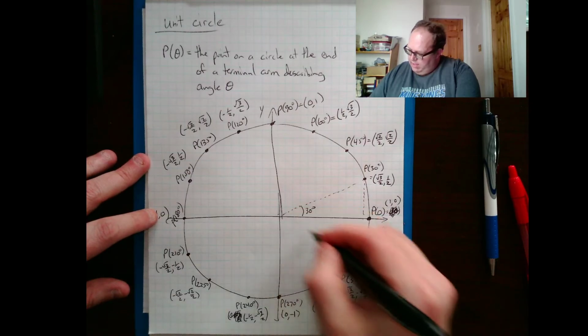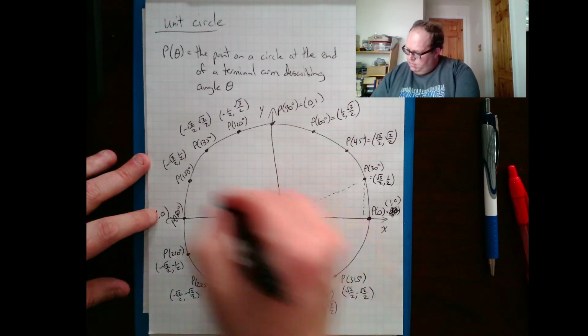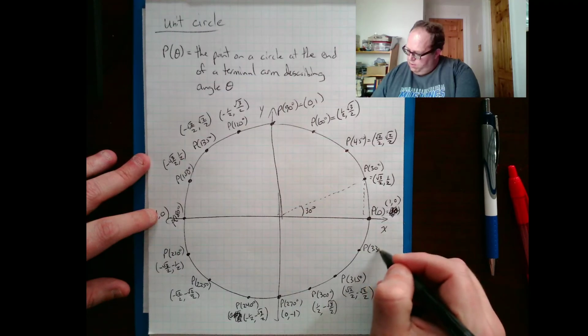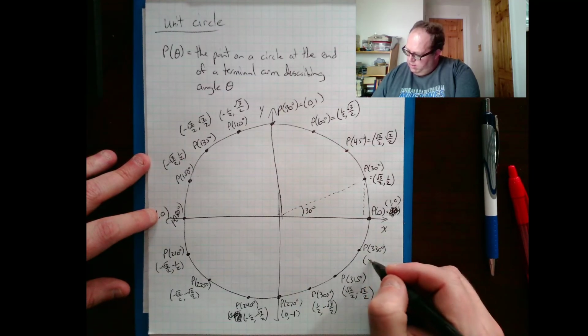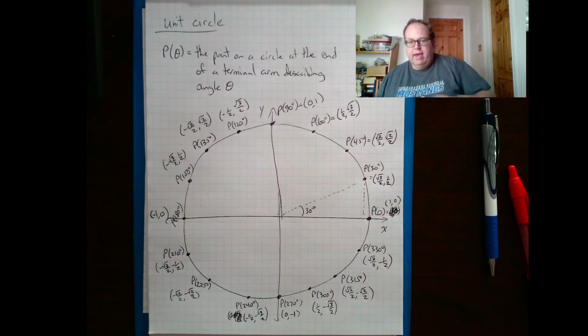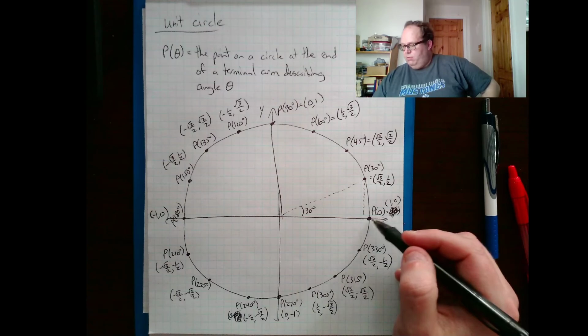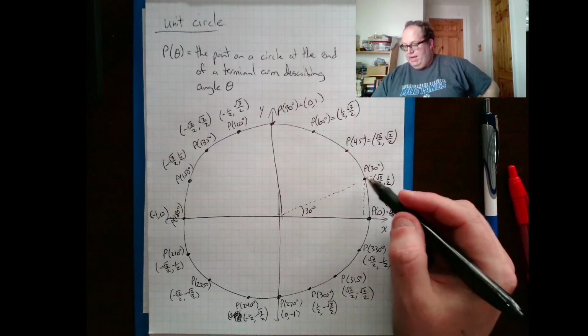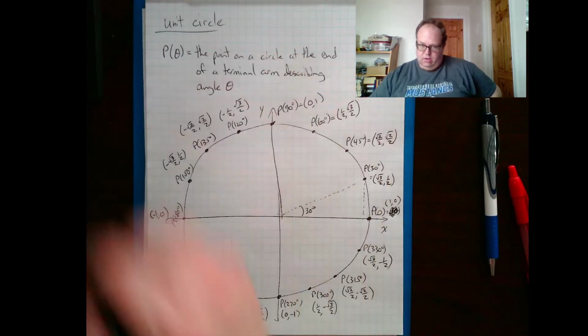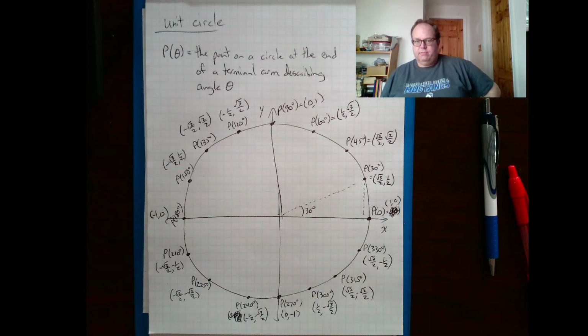And finally, for the circle, P at 330 degrees would be root 3 over 2 and negative 1/2. And if I wanted further angles, this would be P at 360, this would be P at 390 as well, P at 405 degrees, and so on, if I keep cycling around.